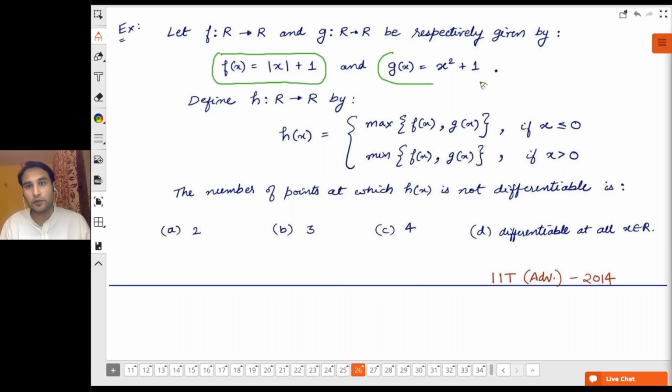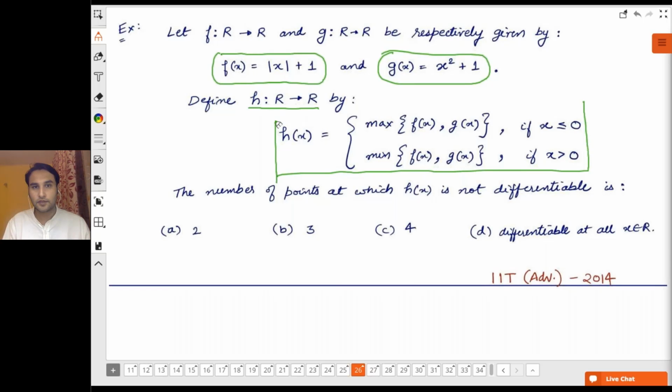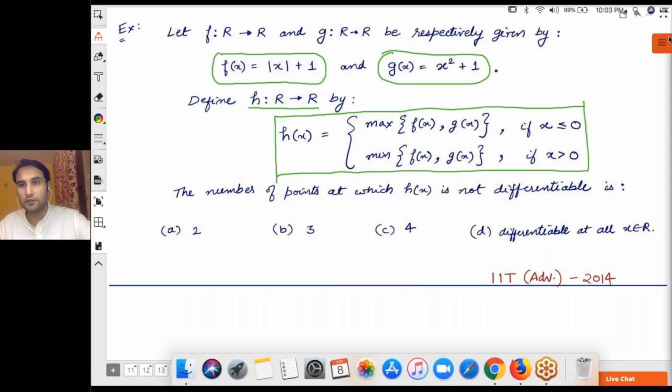IIT Advanced problems look very scary. They unnecessarily look very scary. But if you read them calmly in a composed way, they are very simple. Read calmly, take your time. We have done the maximum and the minimum topic, right? It's a simple application of that. So read it calmly.